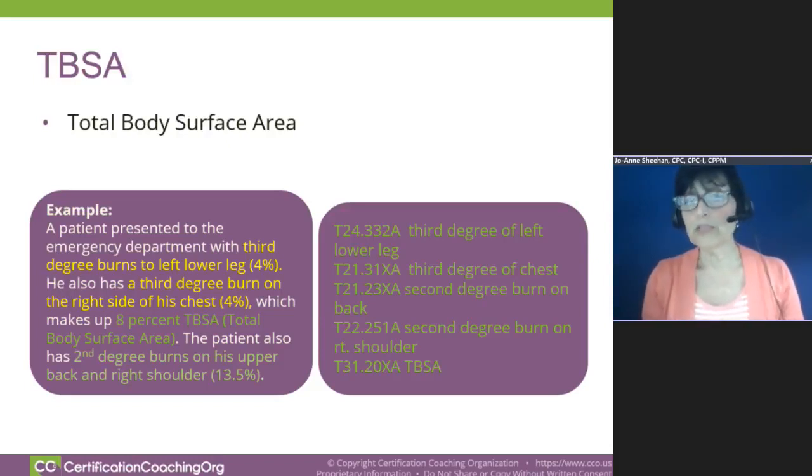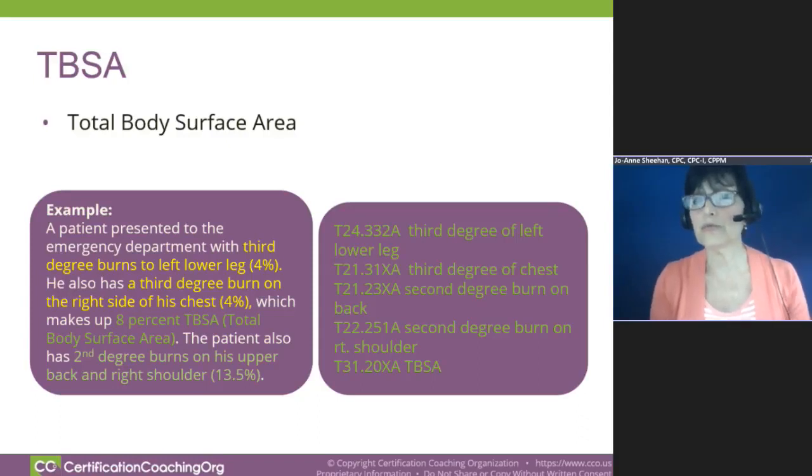So when you look at this, we see T24.332A, third degree of the left lower leg, and then the T21.31XA, third degree of the chest, and then T21.23XA, second degree burn on the back, T22.251A, second degree burn on the right shoulder.